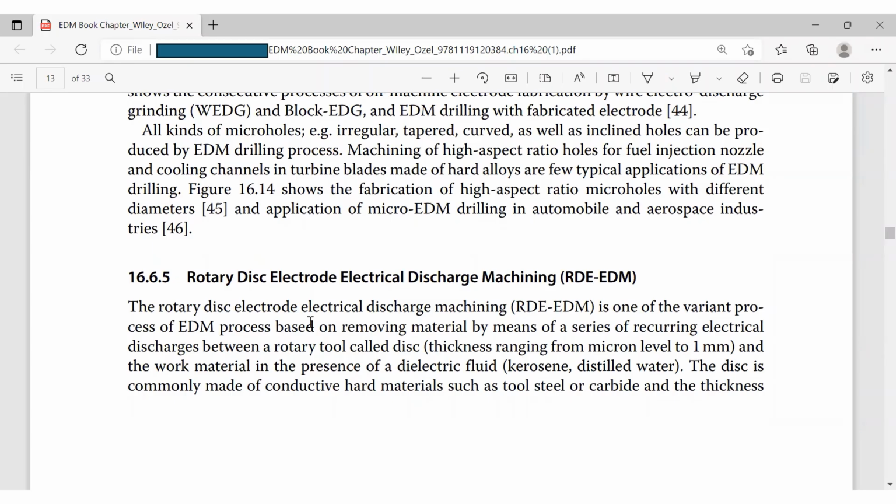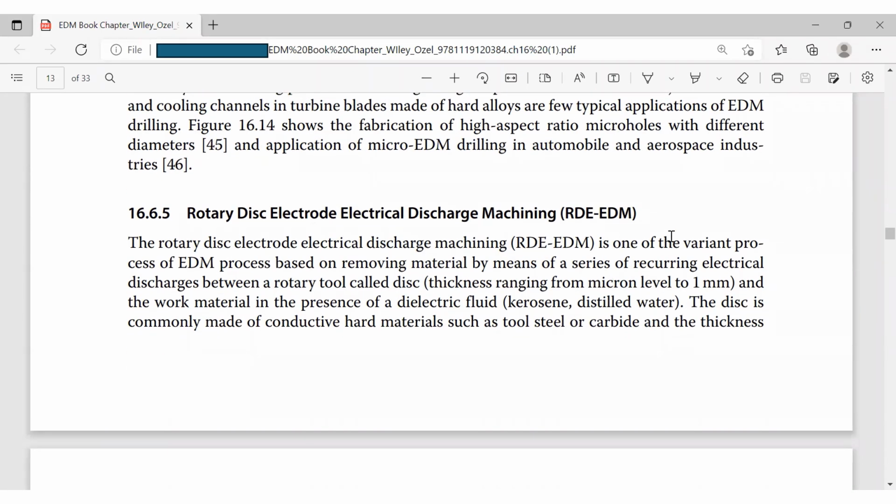So, we talk about another category, rotary disc electrode EDM. This is one of the variants of the EDM process, based on removing material by means of a series of recurring electrical discharges between a rotary tool called a disc, with thickness ranging from micron level to 1 millimeter, and the work material in the presence of a dielectric fluid, for example, kerosene and distilled water.